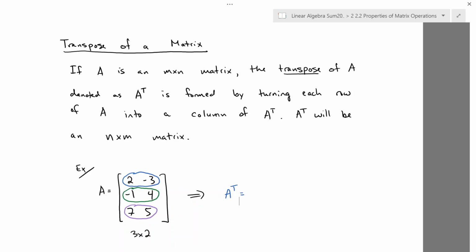Here we introduce a new operation for matrices called the transpose of a matrix. Basically, if A is an m by n matrix, the transpose of A, which we'll denote by A with a capital T in the superscript, is formed by taking each row of A and turning it into a column of A transpose. And we'll see that if A is m by n, then A transpose turns into an n by m matrix.